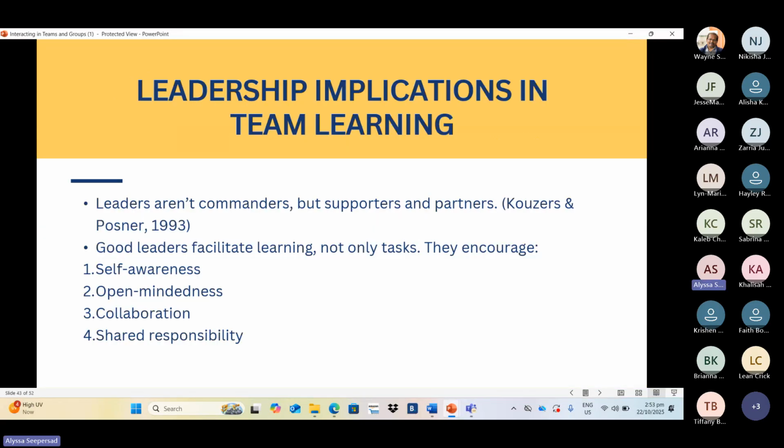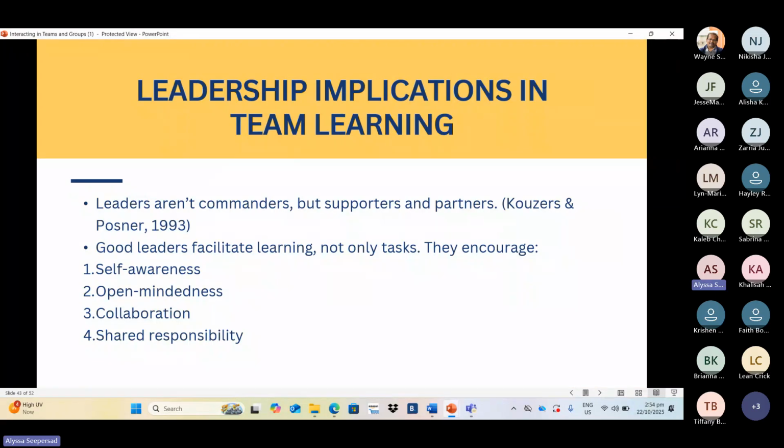So now we move on to implications in team learning. Leaders and commanders, but supporters and partners. Good leaders facilitate learning, not only task. They encourage self-awareness, open-mindedness, collaboration, and shared responsibility.